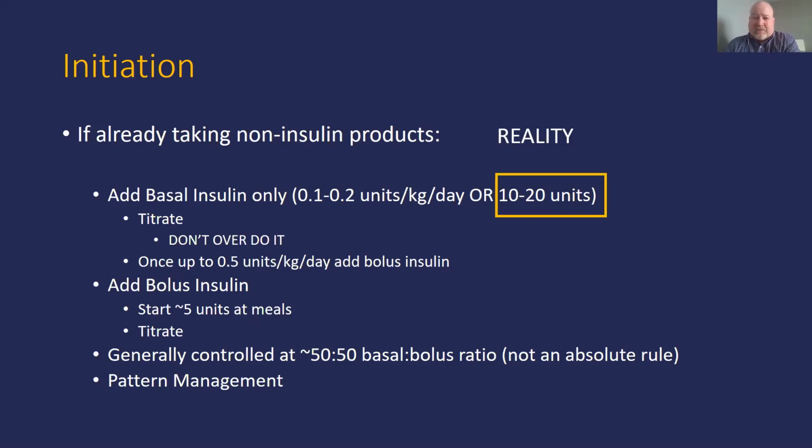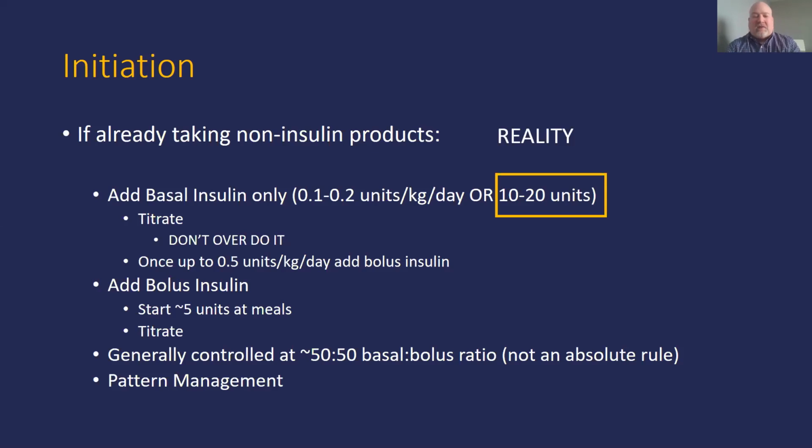Heck, 15 would probably make the most sense, because if you actually did start a bolus rapid insulin at the same time, you could do 5 TID and they'd be in a perfect 50-50 balance. So 10 to 20 would be a good way to start a basal.